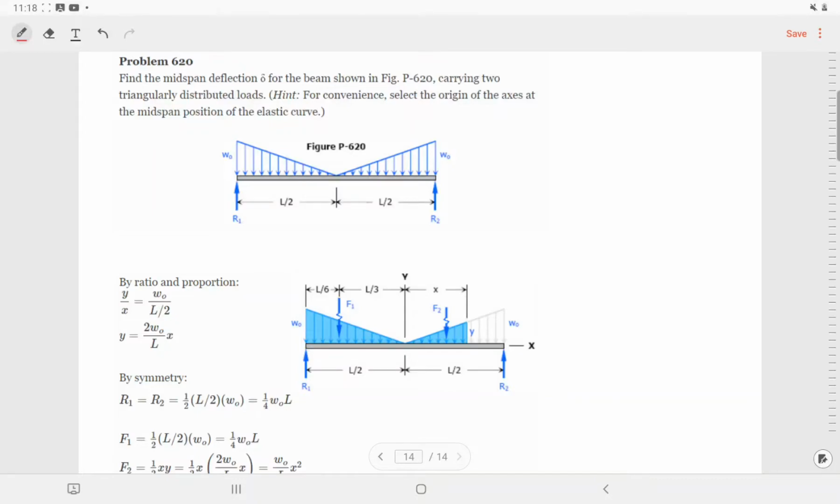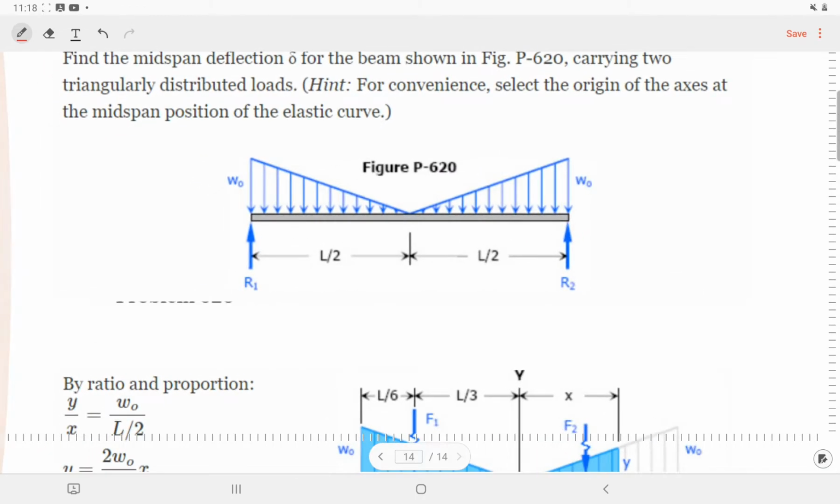I'm going to solve this question, finding the deflection using the double integration. So what we have here is a triangular distributed load, from this side and the other side. But here he gave me a hint.